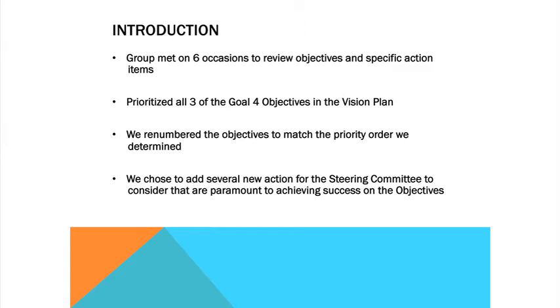We prioritized all 3 objectives in the goal, and I'll go through that in just a second. To add more emphasis, we renumbered the objectives with this particular group. We thought that was important so that you get a sense of where the priority was. And we decided to add a lot of new action items. Those are really the teeth, or the mechanisms, by which we wanted to show that these things need to get done in order to put that objective into place.